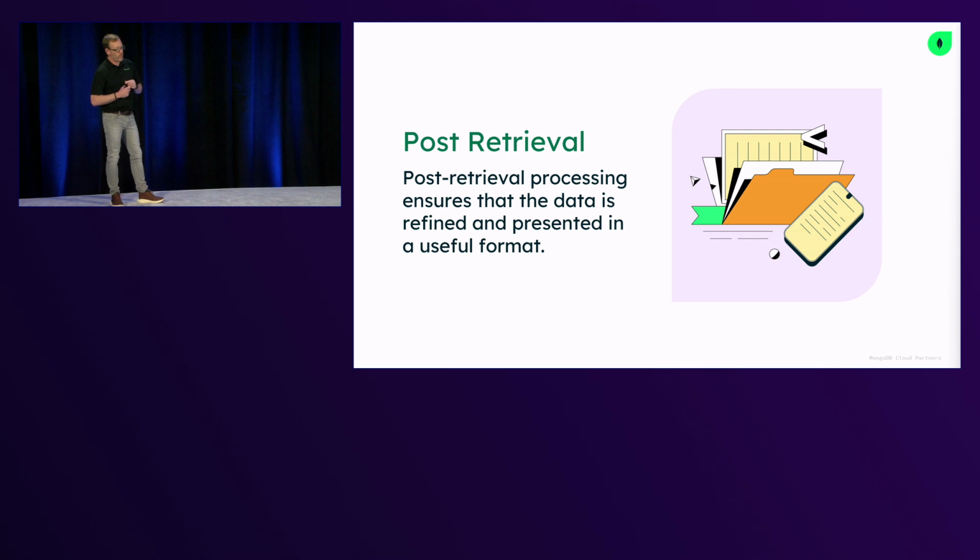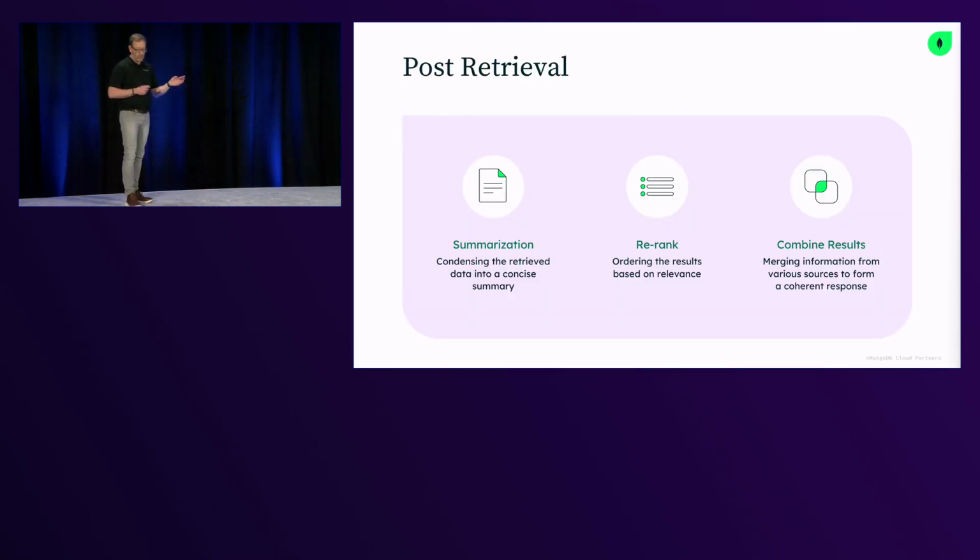And post-retrieval processing is the third thing that ensures data is refined and presented in a useful format back to the end user. Generally, there's a context window size that LLMs operate within, and the contextual data is retrieved from multiple sources or retrieval techniques. So we need to combine these results in a coherent fashion before creating the prompt to the LLM, and that is a critical part about creating your generative AI applications.